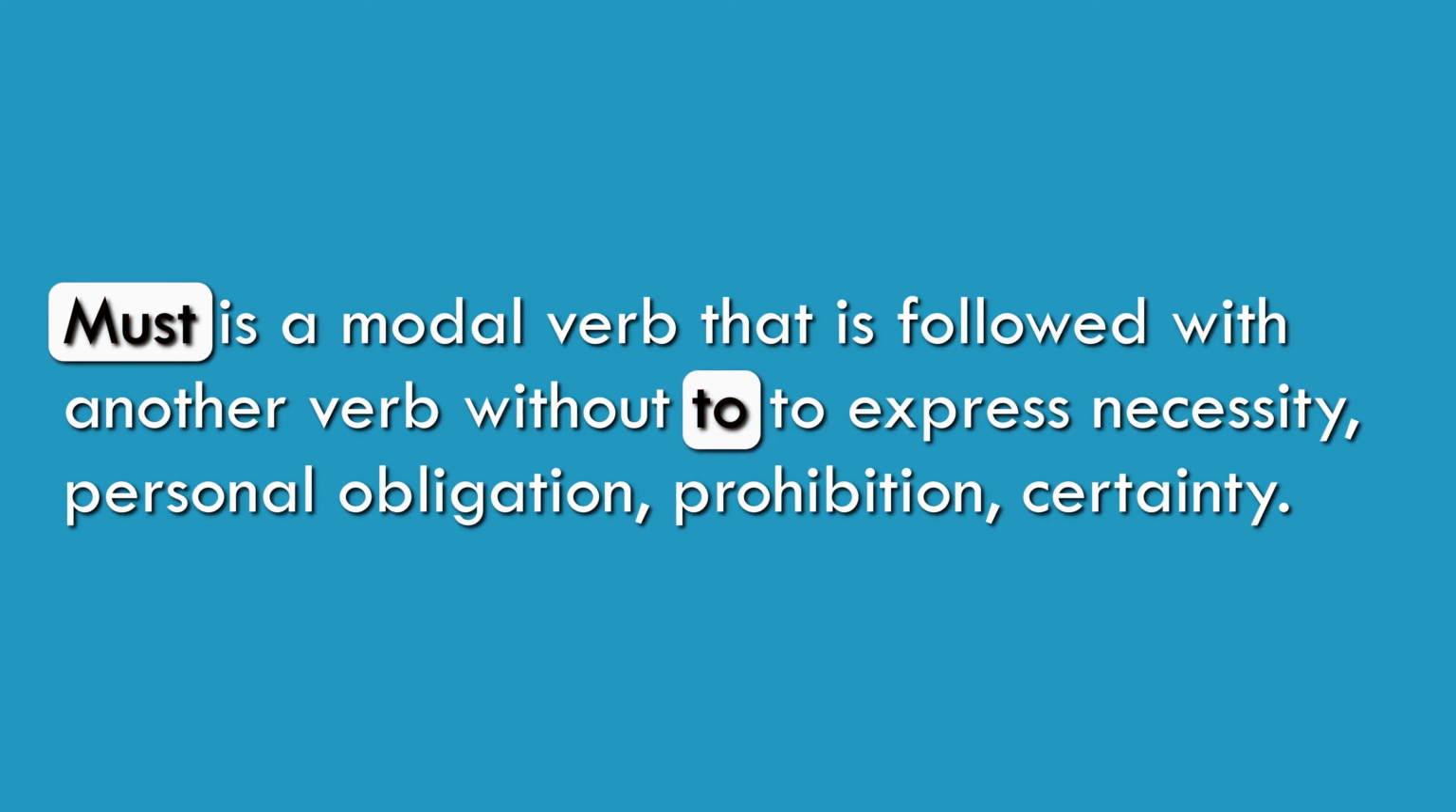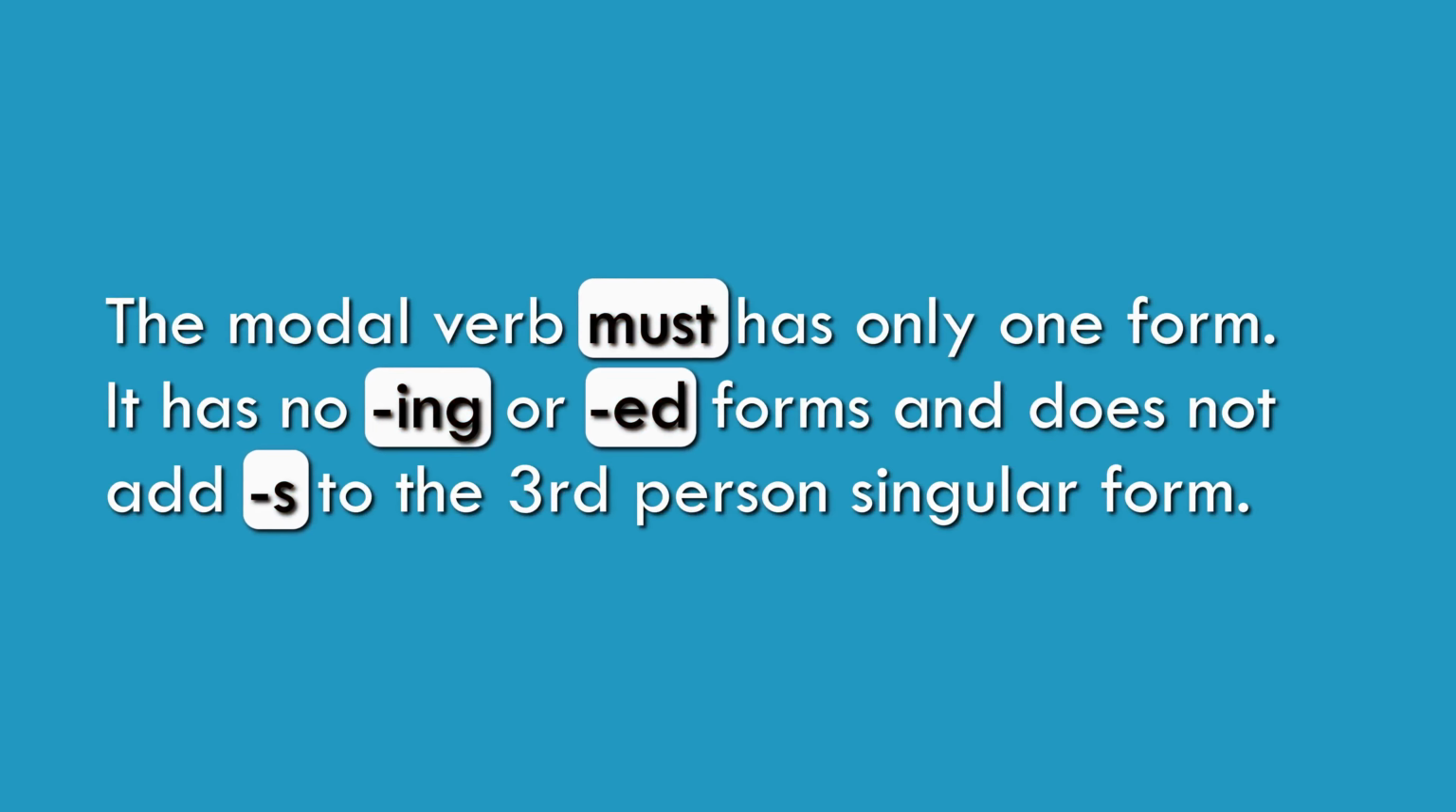Must is a modal verb that is followed with another verb without to, to express necessity, personal obligation, prohibition, certainty. The modal verb must has only one form. It has no -ing or -ed forms, and does not add s to the third-person singular form.